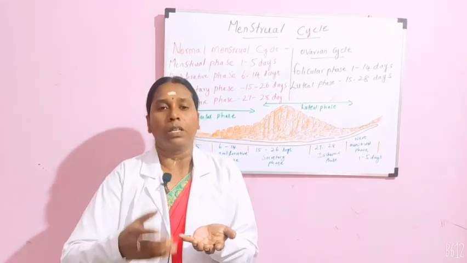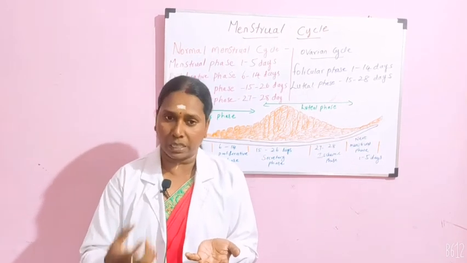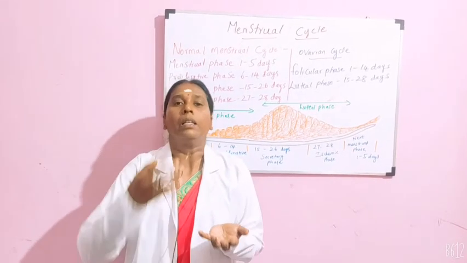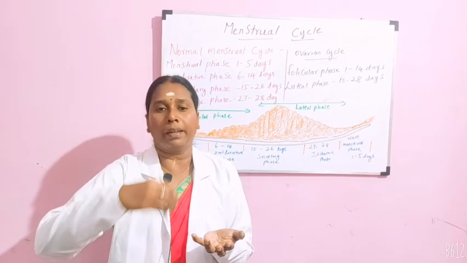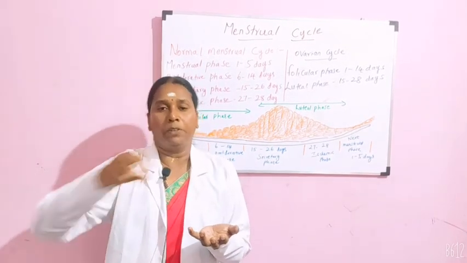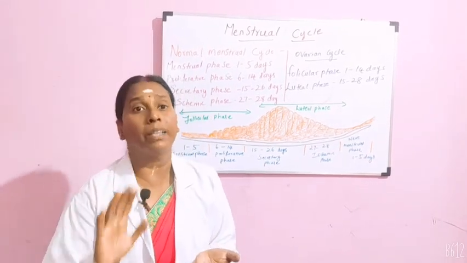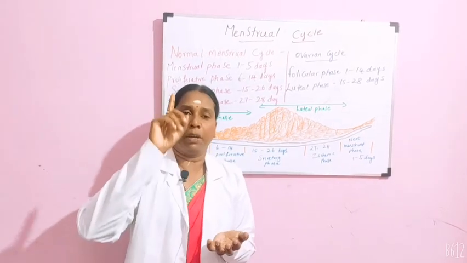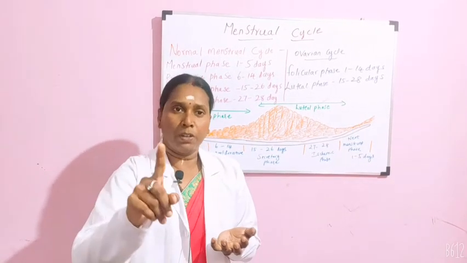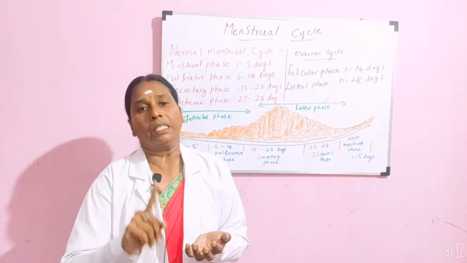So what happens? Vasoconstriction, that is decreased blood flow to the uterus, takes place, and because of that the blood from the endometrium starts pooling and escapes from the endometrial surfaces, which you term menstrual flow. Okay, so this is your menstrual phase, proliferative phase, secretory phase, and your ischemic phase.